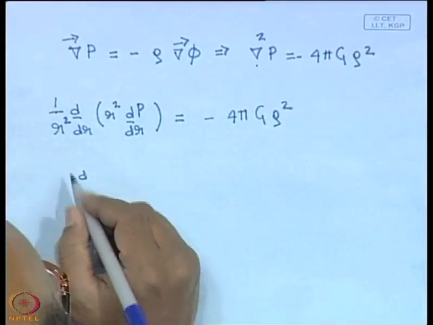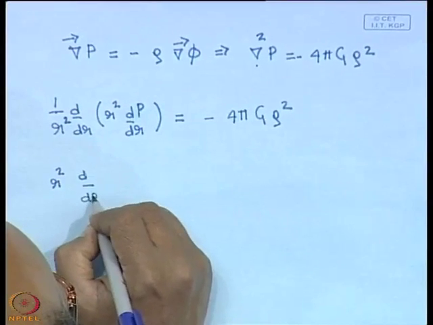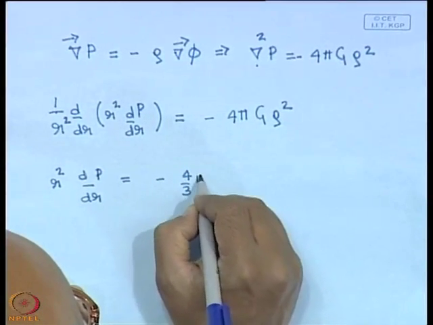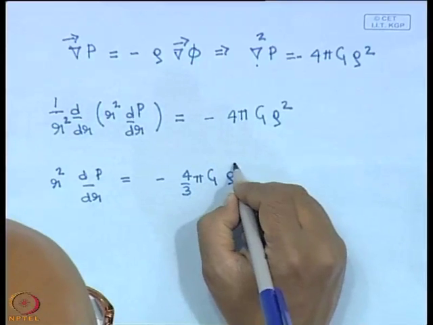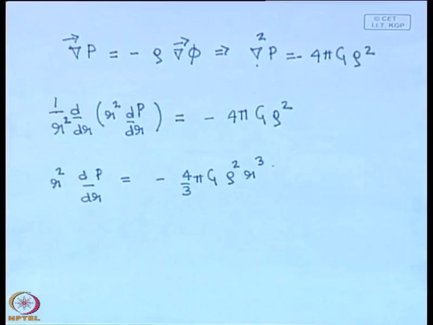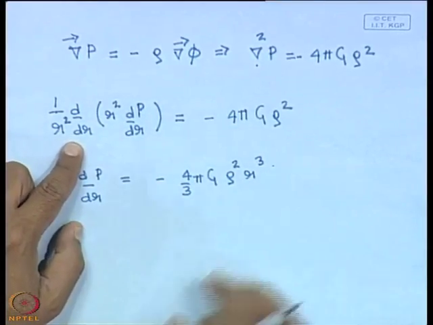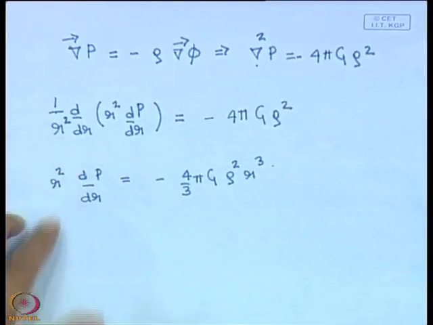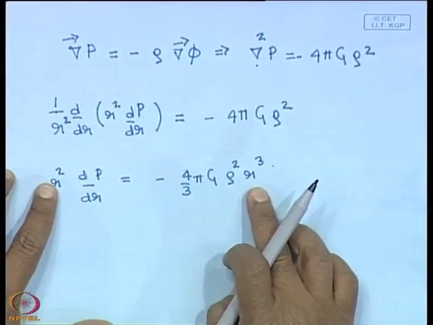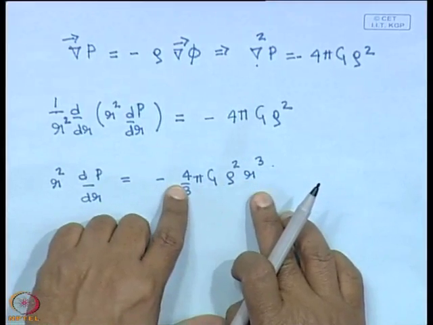So, what this gives us finally then is r square dP by dr is equal to minus 4/3 pi g rho square r cube. So, what I have done is I have taken the r squared there and integrated over r. That gives me r cube by 3. Then this I can again divide by r square, and so that will give me a factor of r, and then I integrate it. So, it will give me half r square.